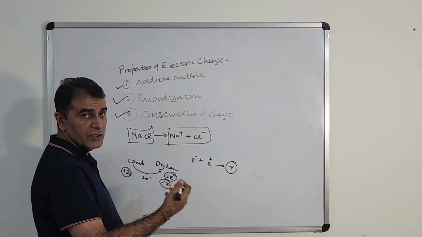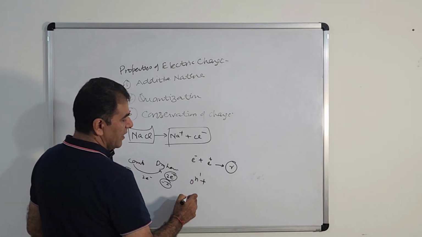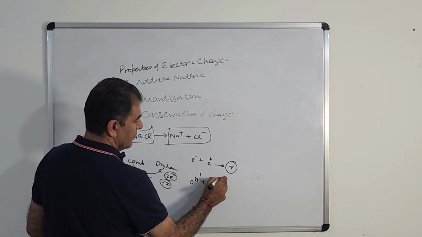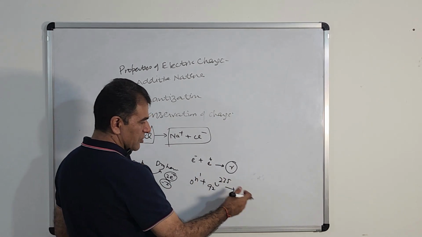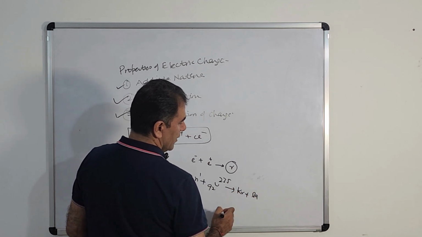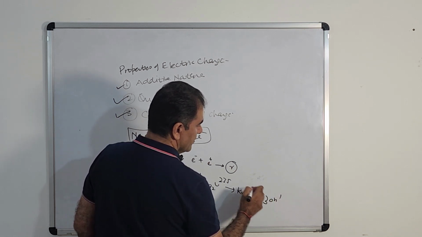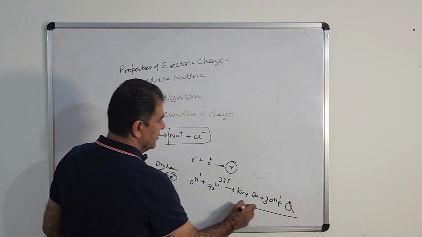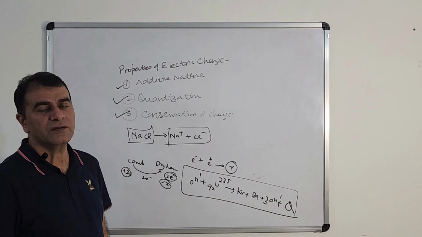Then another example is the nuclear reaction, nuclear fission. When a neutron combines with uranium, it dissociates into krypton and barium, and 3 neutrons are released, plus a huge amount of energy is released. This is the nuclear fission reaction.